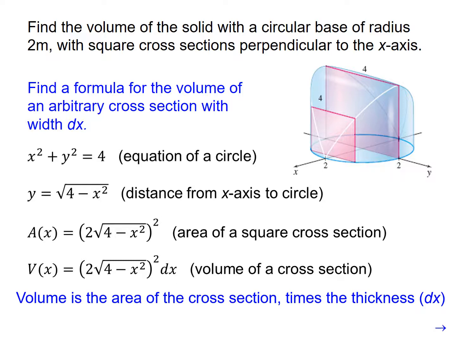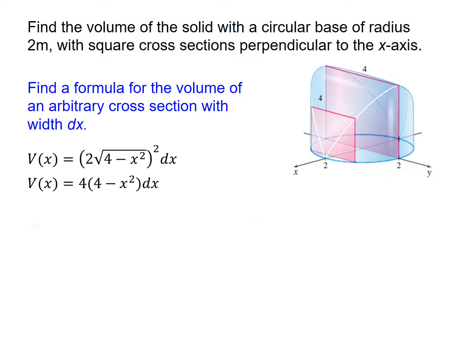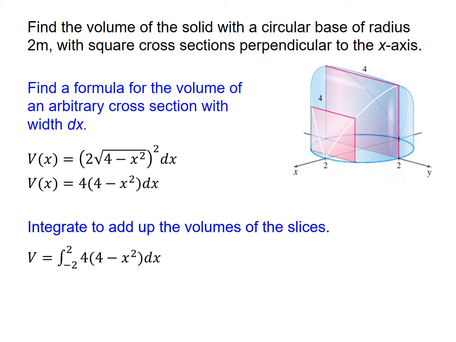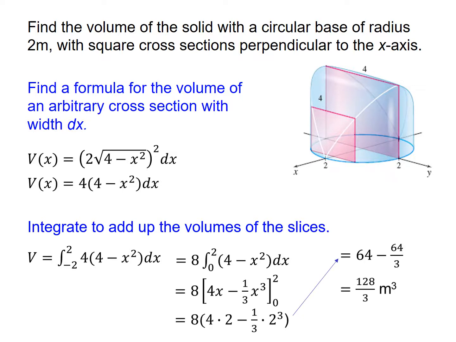If we want to find the volume of the entire solid here, we need to go ahead and add all these up. And the way we add them up is by using an integral. So we can simplify slightly. Take the integral from negative 2 to 2 of 4 times 4 minus x squared. You can see here we changed our limits of integration to go from 0 to 2 instead of negative 2 to 2. And by symmetry, we then can just double the amount. So rather than 4, we have 8. Take the antiderivative and evaluate. And so here we have the volume of this solid created by square cross sections on the circle perpendicular to the x-axis.